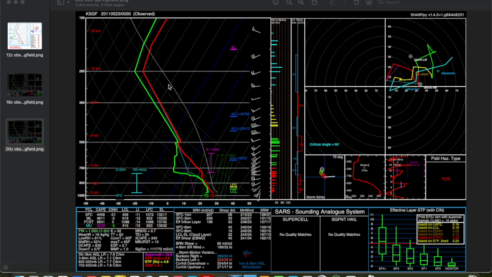Extreme instability in place. Ample low-level shear here. You can see despite the south-southwesterly surface winds and southwesterly low-level jet, we had plenty of turning in the low levels. Lots of streamwise vorticity here in the low levels. Nice curvature to the low-level hodograph there. And so it was very favorable for tornadic supercells in this environment.